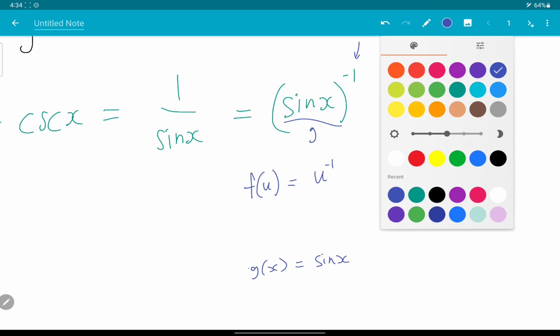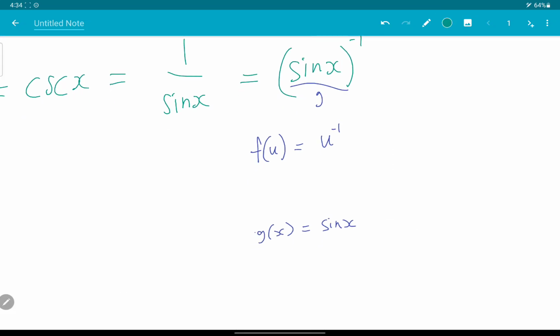So my derivative will be y prime is chain rule: F prime with g plugged in, times g prime of x, like so.